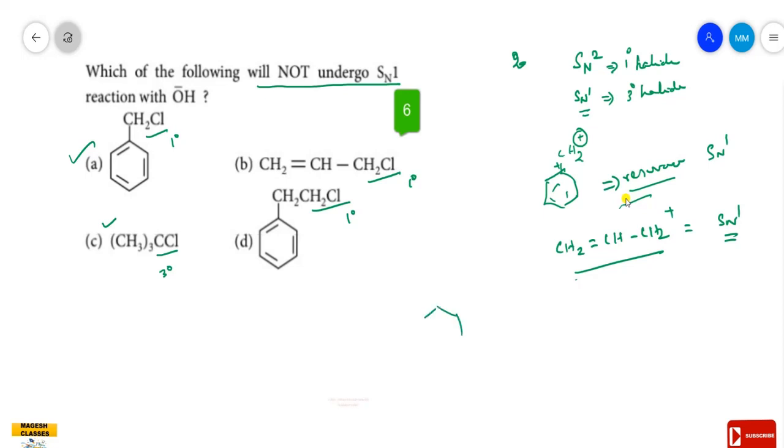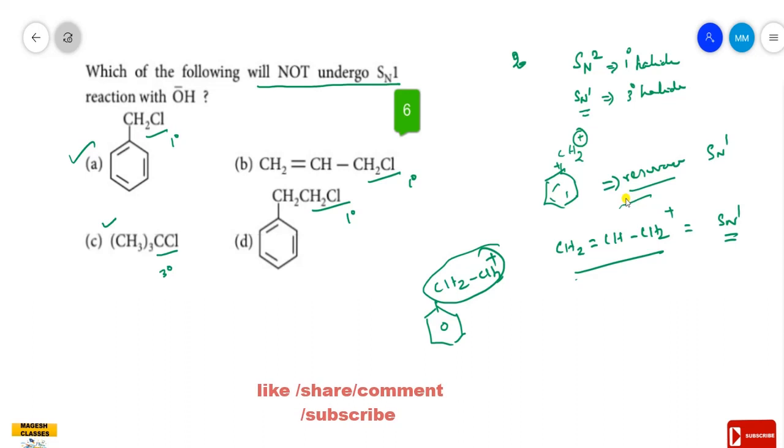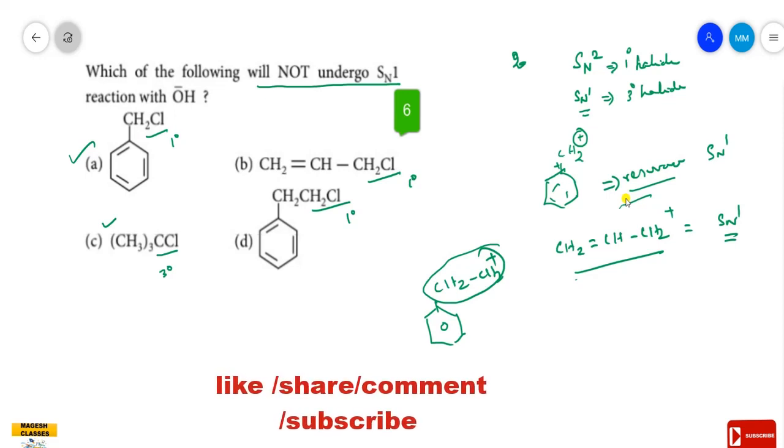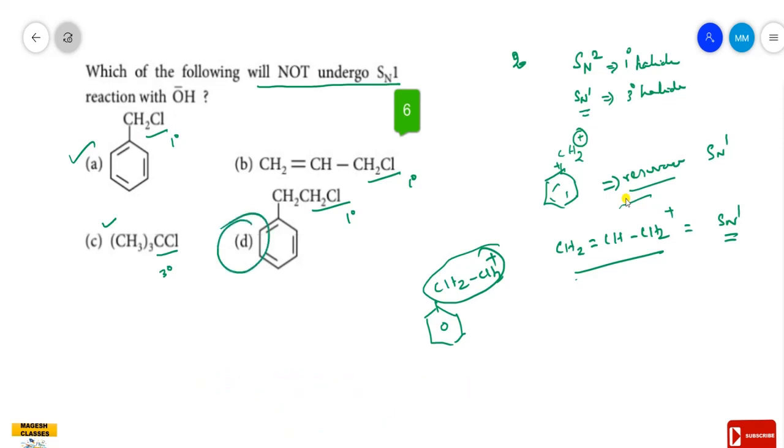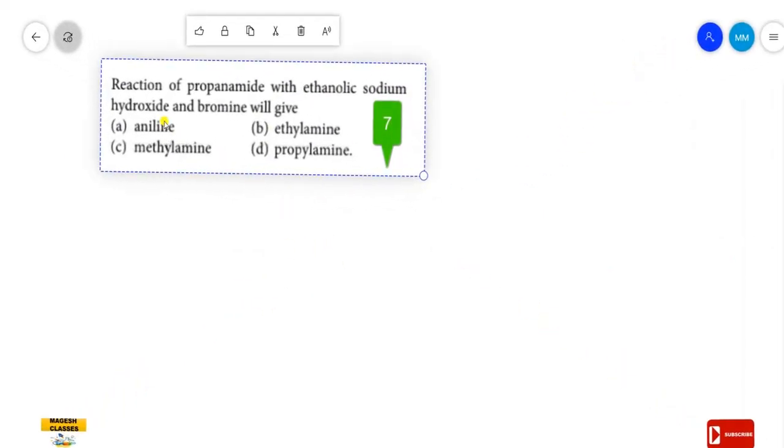See the D. Here the carbocation is CH2 plus. This carbocation cannot be stabilized by resonance because here the carbon side chain is present. There is no shifting of the positive charge and no resonance, so this compound does not give SN1 type. It gives only the SN2 type. Okay, clear? So your answer is D. D is the compound that does not undergo SN1 type reaction. Clear?